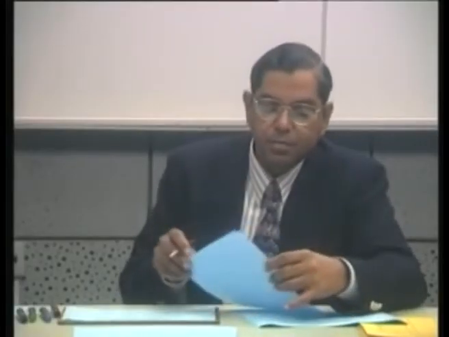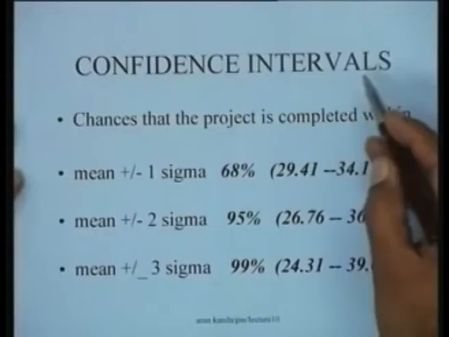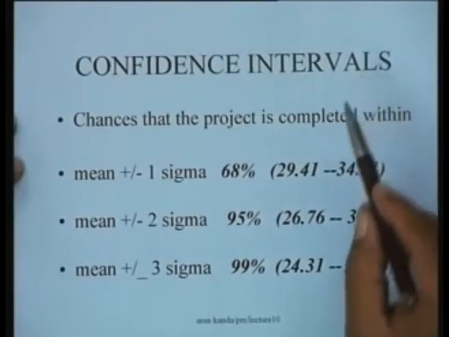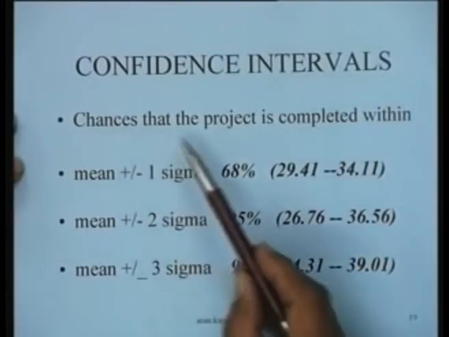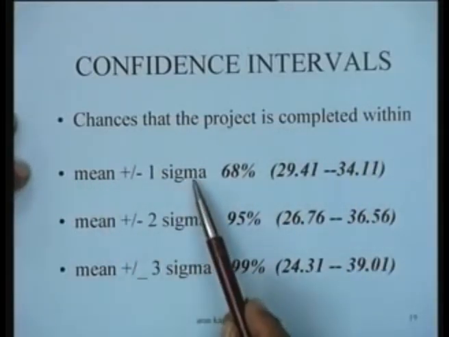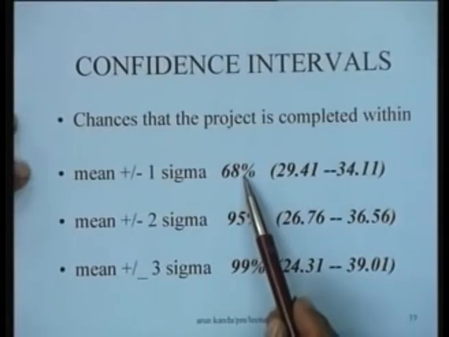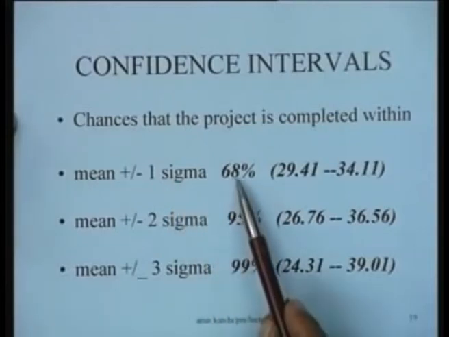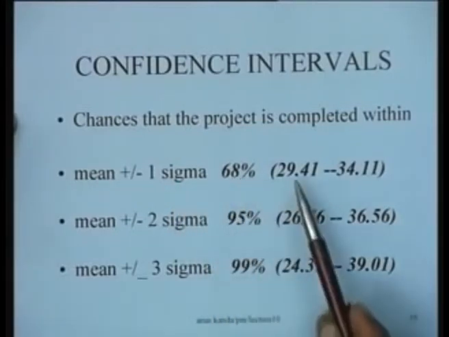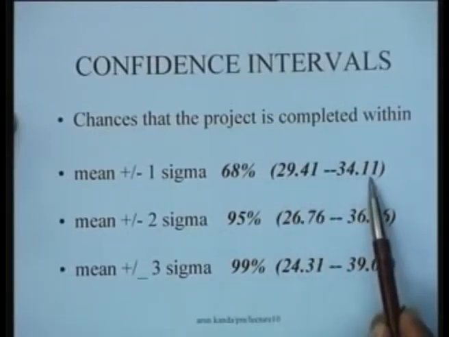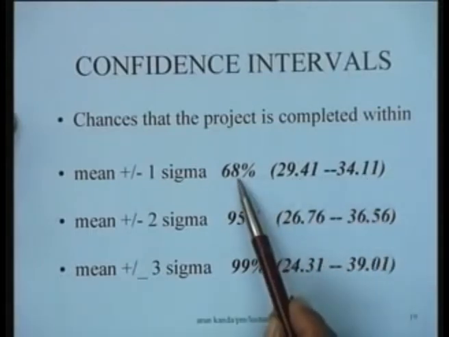For instance, we can determine the confidence levels. What do we mean by confidence level? That means you can find out the chances that the project is completed within, if you take mean plus minus 1 sigma, the chances are about 68%, because within plus minus 1 sigma about 68% of the area of the normal distribution lies. So we can say that between 29.4 to 34.1 days within this interval there are 68% chances that the project will be completed.